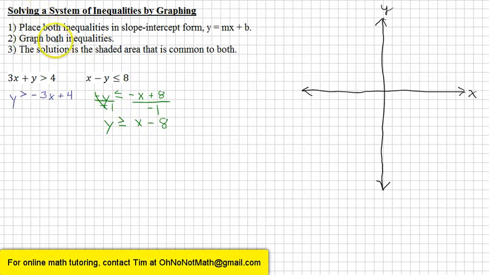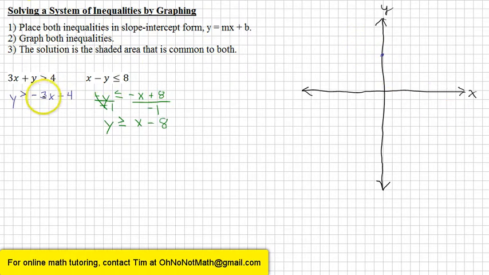So step 2 says to graph both inequalities. So let's start with the first one. Y is greater than negative 3x plus 4. Okay, the y-intercept is 4, so we start at the origin. We count up 4, 1, 2, 3, 4, and this is the point where this inequality will intersect the y-axis. The slope is negative 3. The negative tells us that as we move from left to right, the line is going to be going down.